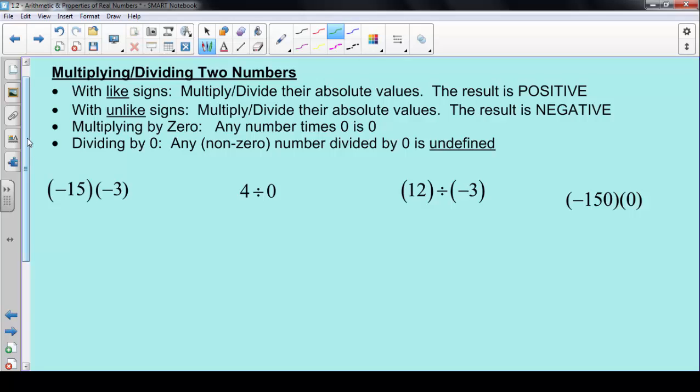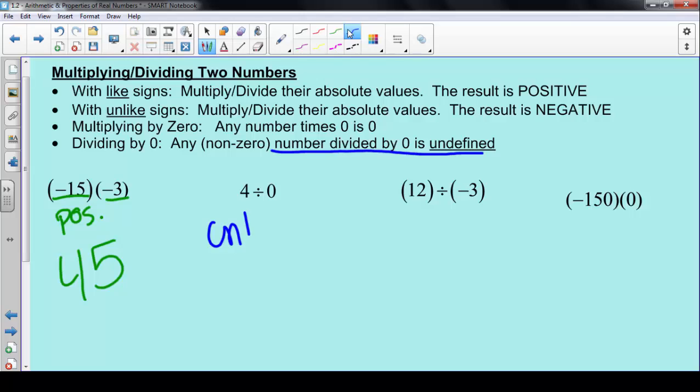So first one, notice we've got a negative times a negative, so our answer is going to be positive. 15 times 3 is 45. 4 divided by 0, remember any number divided by 0 is undefined, so undefined.